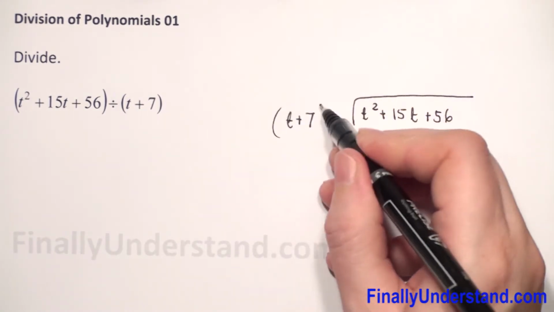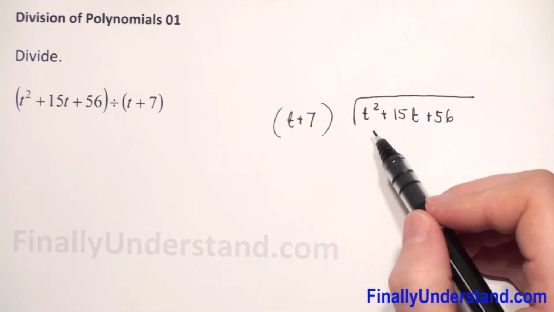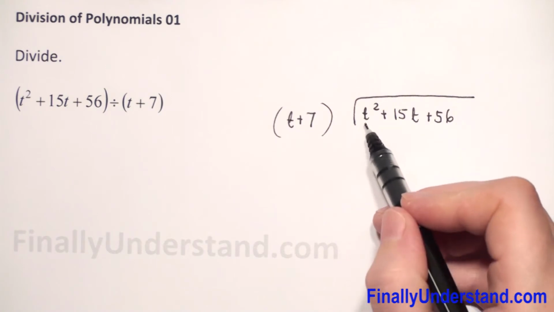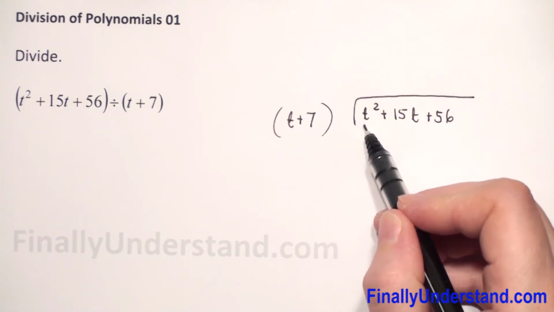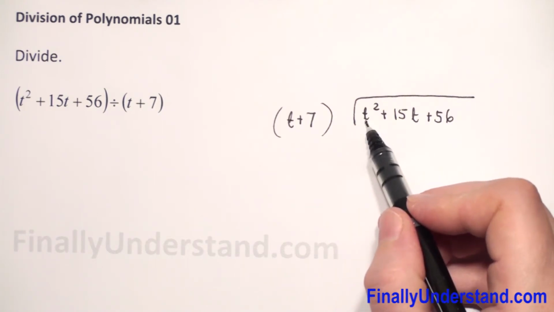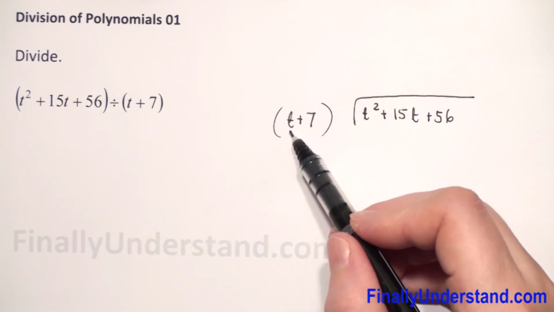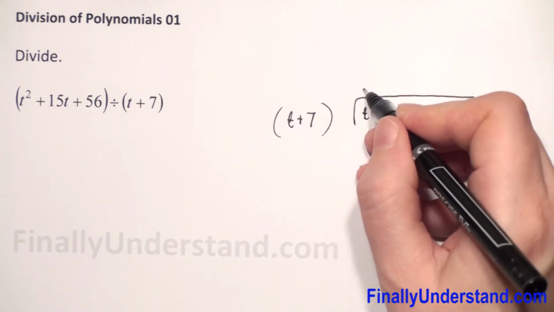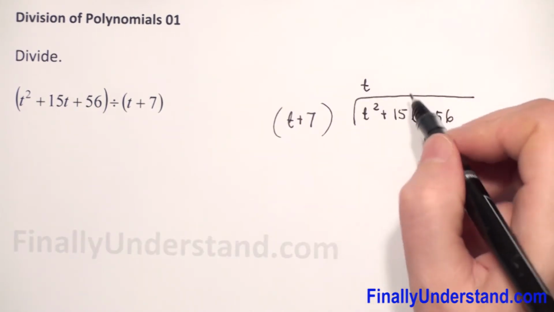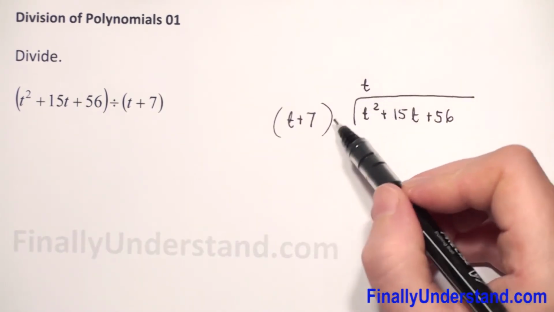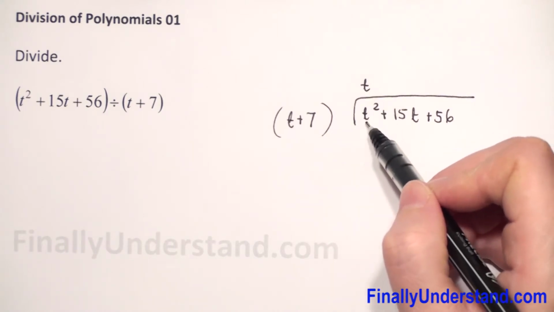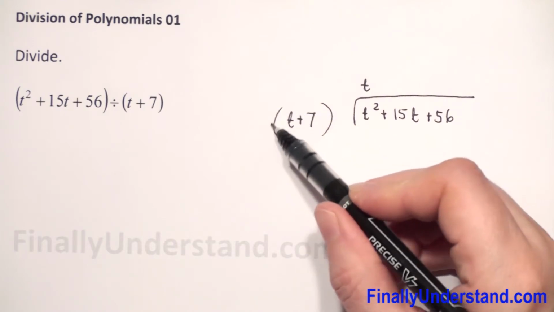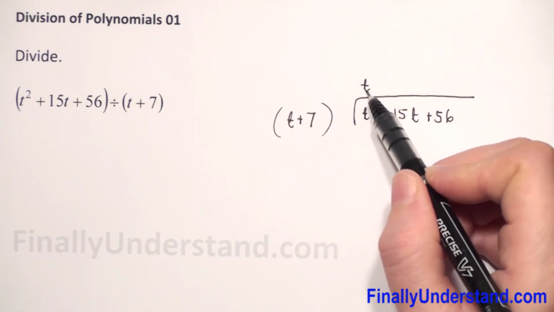So how do we do this? We focus only on t and the first term. We have t squared. By what do I have to multiply t to get t squared? By t. So at the top we write the solution. t times t gives me t squared. Now we have to multiply every term in the parentheses by this t.